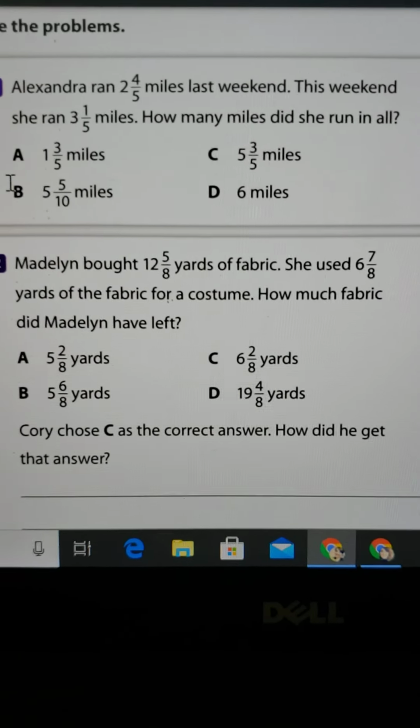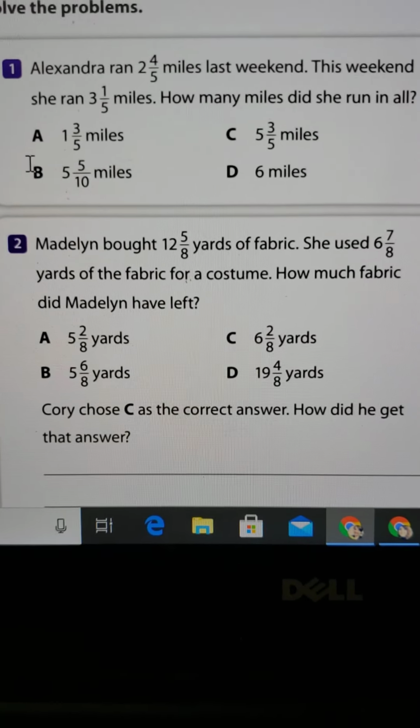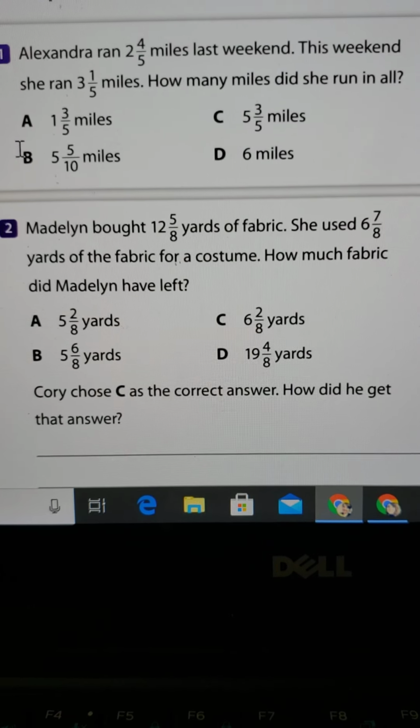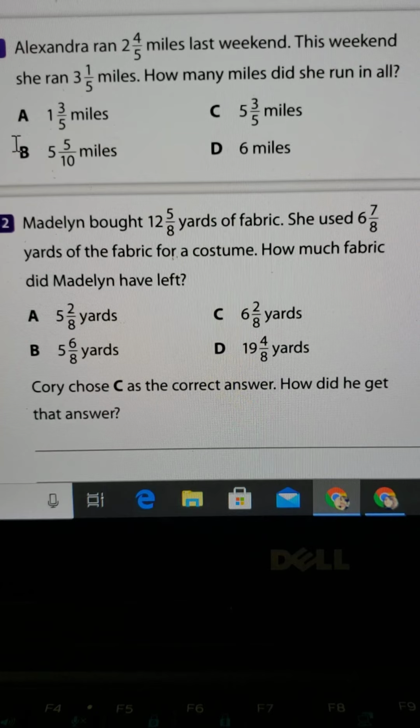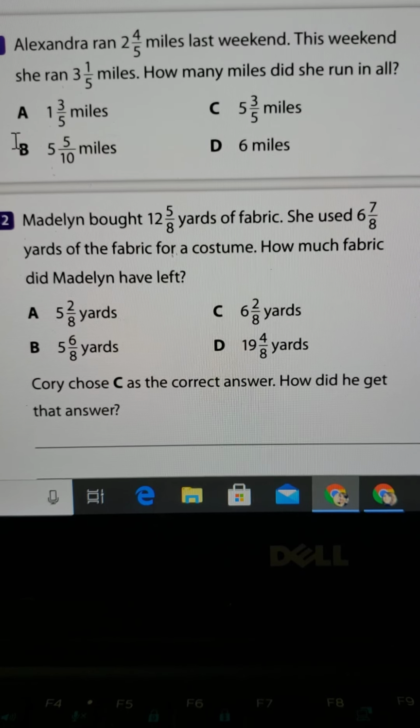Now, on the second part, it says that Corey chose C as the correct answer. How did he get that answer? C is 6 2/8.